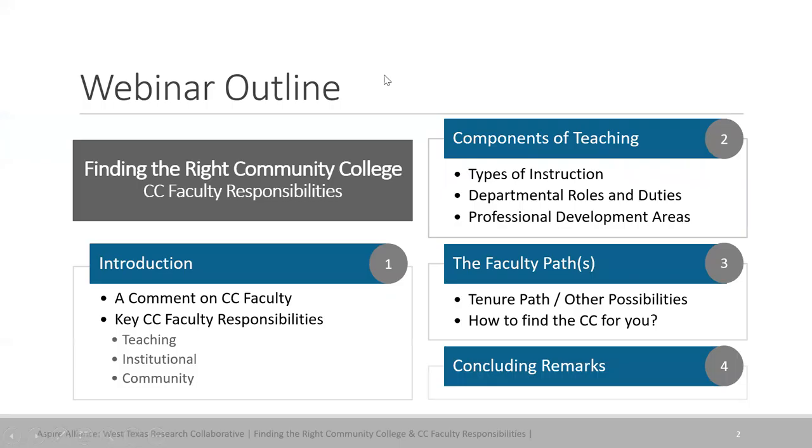This is our webinar outline. So you can see here the contents of the presentation. We do these just to facilitate the navigation once you download the PDF and you are specifically looking for something in our documents, okay? So you can see that and keep it for your files. And we're going to talk about the faculty responsibilities or key responsibilities, the components of teaching and different faculty paths that you can take once you get a position at a community college. And of course, followed by a breakout session as always and some concluding remarks.